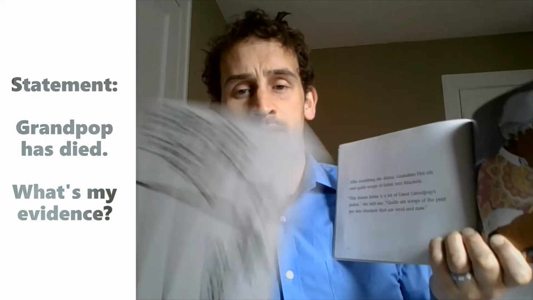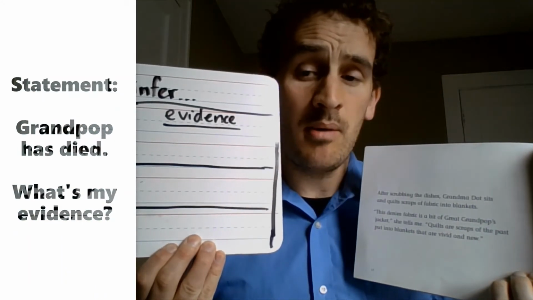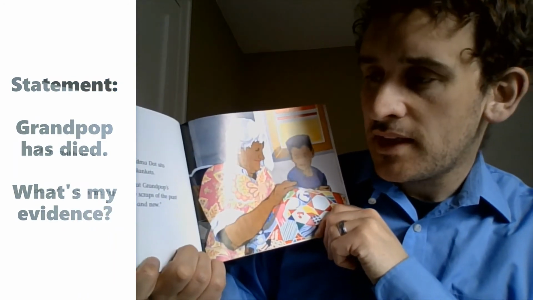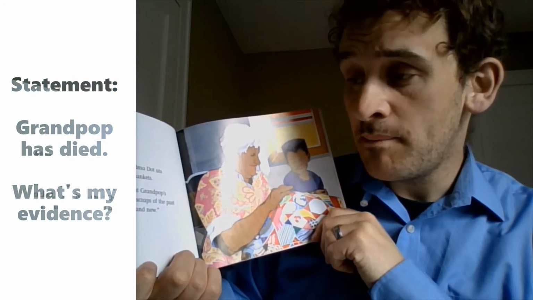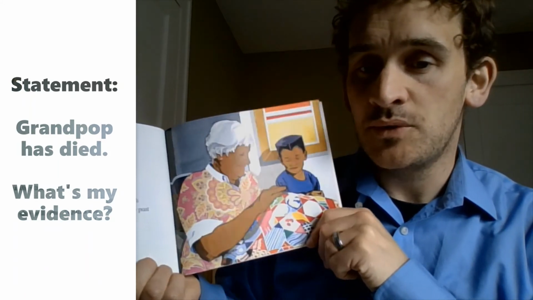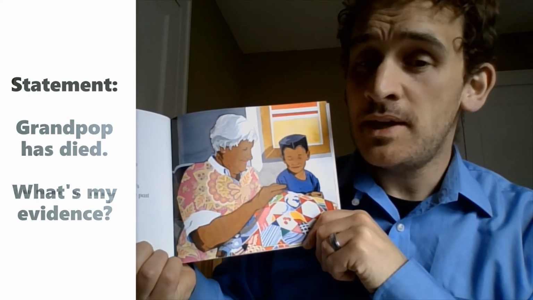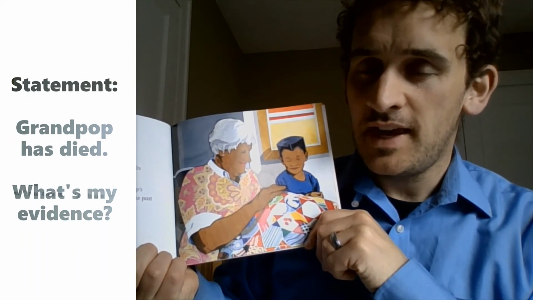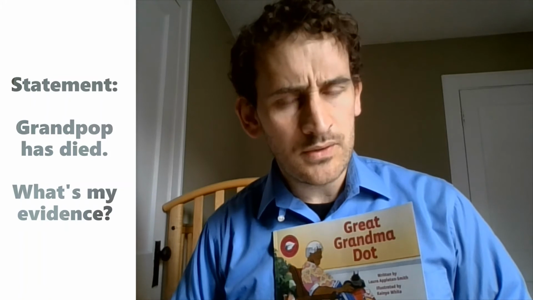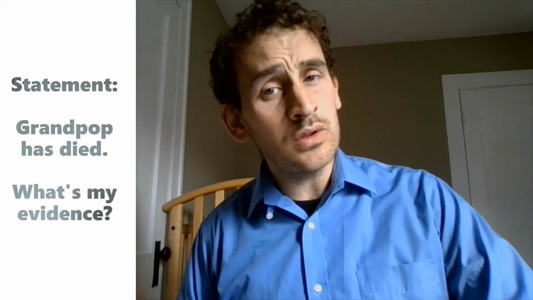My next statement is, I think that Grandpop has died. That's kind of sad. Why would you say that? Why would you make the story sad, Mr. Crow? Well, here it says, this denim fabric is a bit of Great Grandpop's jacket, she tells me. Quilts are scraps of the past put into blankets that are vivid and new. Okay, so she's spending time doing something special for herself and for him, which is something that reminds her of Grandpop. Well, where is Grandpop, if not here anymore? And so I'm inferring that because she's older, Grandpop has probably already passed away.